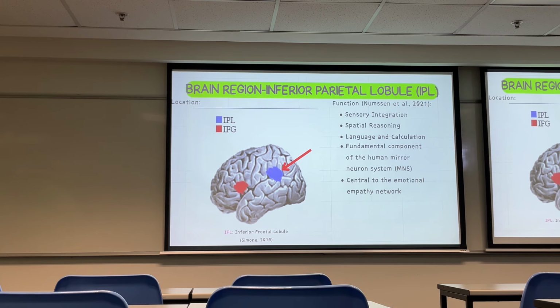Here are the functions of the IPL. The first one is sensory integration. It integrates sensory inputs to create a cohesive perception of the body and its relation to the external environment. The second one is spatial reasoning. It helps with visually guided grasping and understanding the spatial relationship between objects. The last one is language and calculation. The left angular gyrus is particularly important for reading and writing.